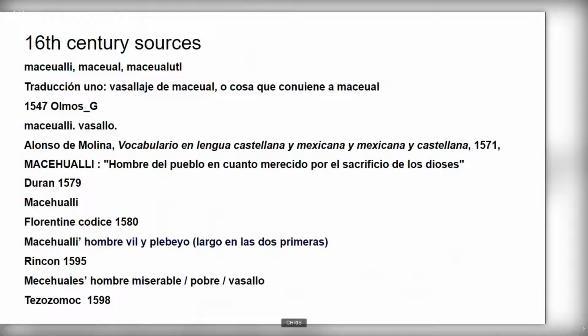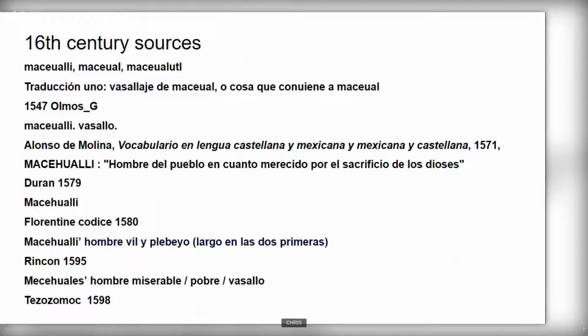Duran, 1579, has Masewali translated as hombre de pueblo. And this is very important. He also says, en cuanto merecido por el sacrificio de los dioses. This is an important entry, I think, because it shows that the original term, as many linguists believe, originally just referenced people in general. But here we see it tied in with what they refer to as a sacrifice and deserving, which goes to the etymology of this term, although some people debate that.